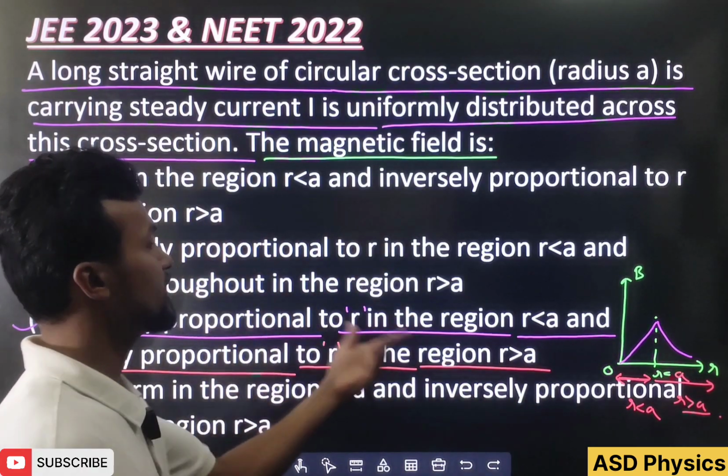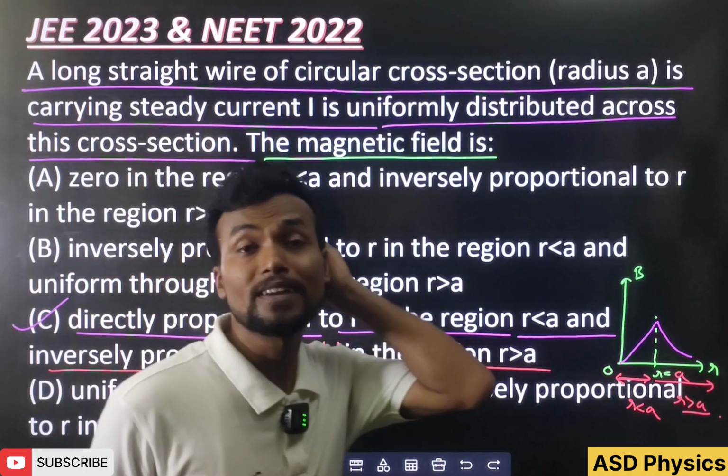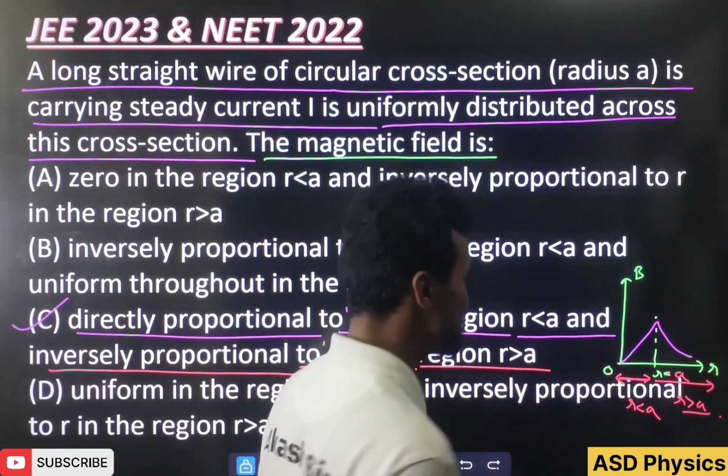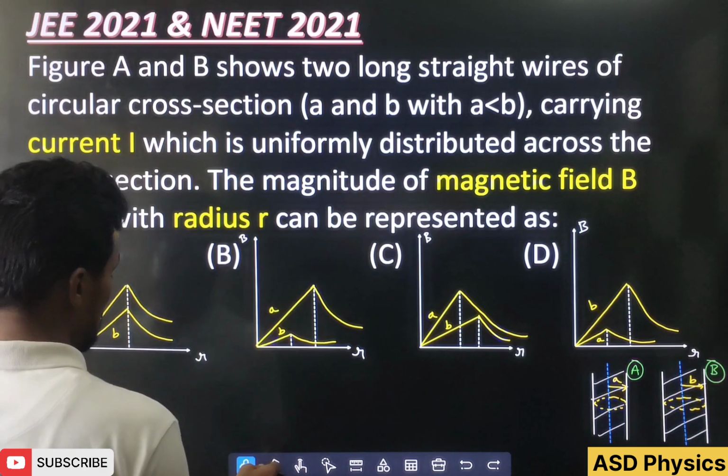So a straight line and a rectangular hyperbola graph. Which option is correct here, students? Option C. Important: thick wire, when they are telling current distribution across its cross section, it is a thick wire only. Great. Now students, let's see one more question.